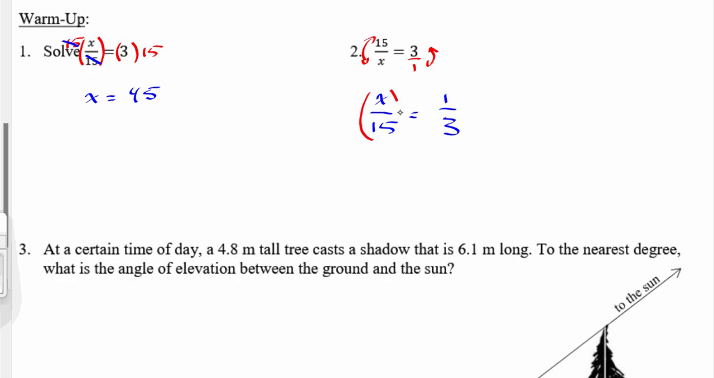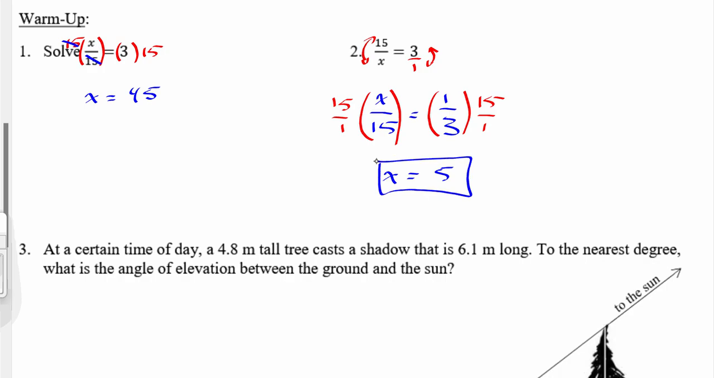Now it's going to be like the first question where I undo dividing by 15 by multiplying both sides by 15. And we get x equals 5. Good? You got this down? Did you write this down? You should write this down. Number 3 is just like the questions we did already, so I'm going to skip past it so we get to the new stuff right away.